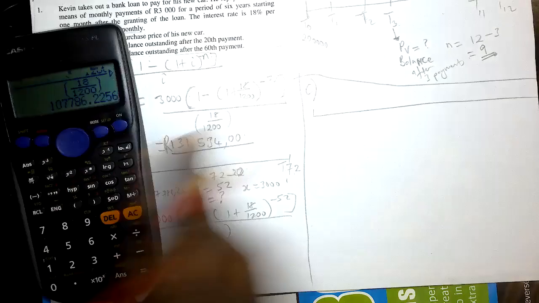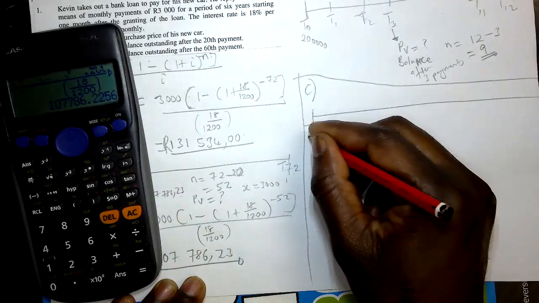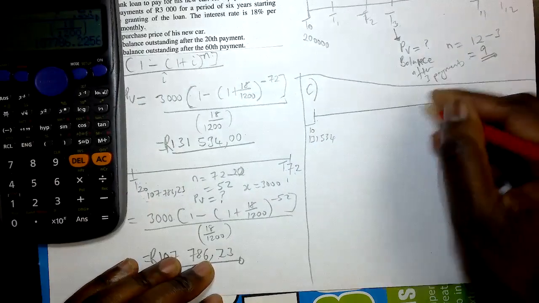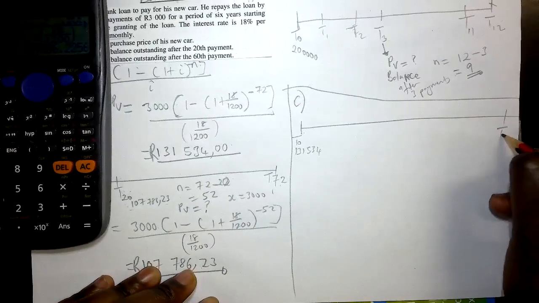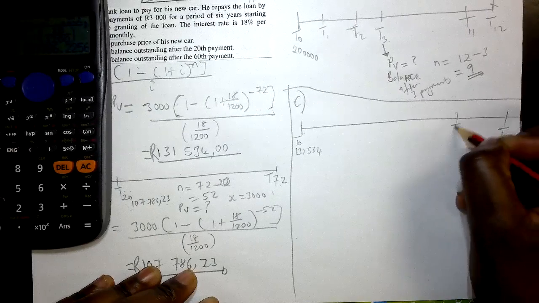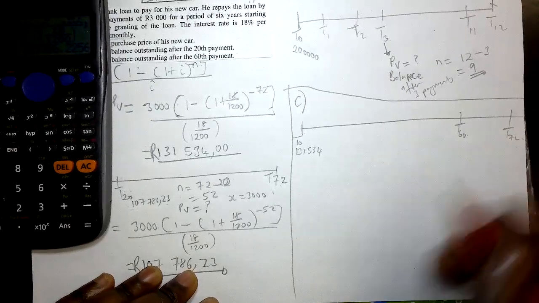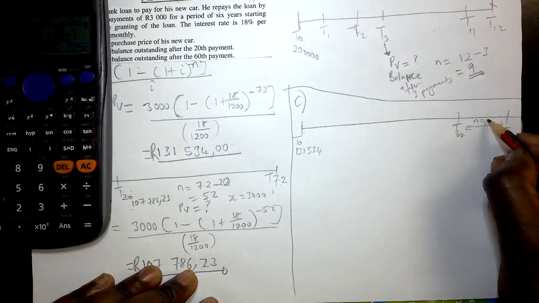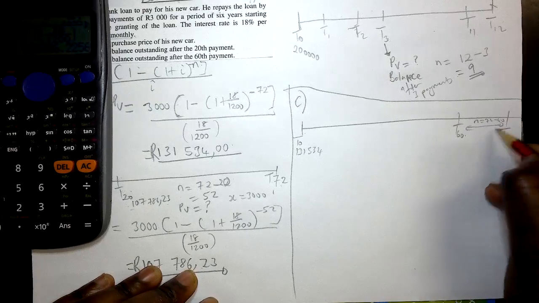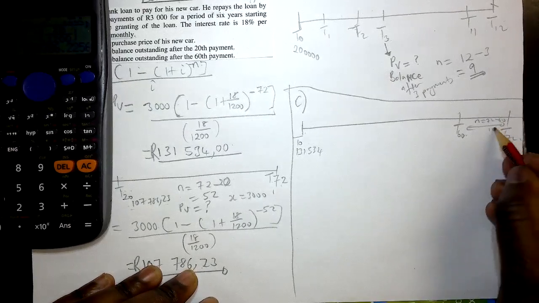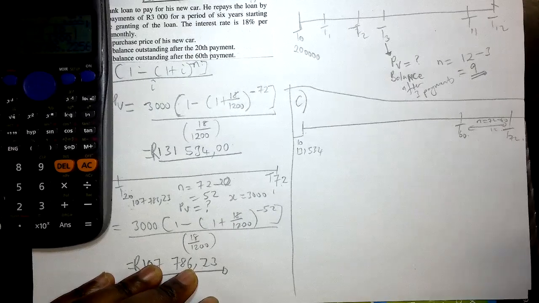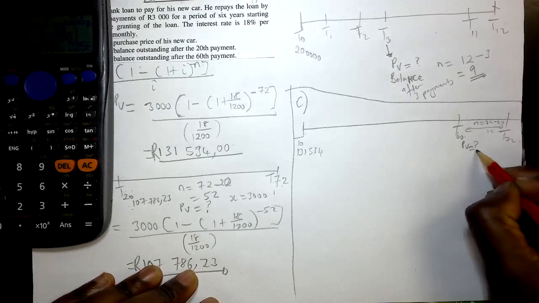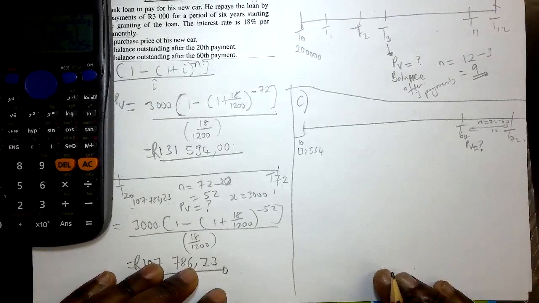Now let me see here. We are saying at T0 is owing 131,534. We are saying up until T72, then T60. We want to see, after this payment, how many payments are left. N is going to be equal to 72 minus 60, which is 12. So N is equal to 12 here. Then what is our I? Our I remains the same. So we're looking at this amount, PV, at T60. That's what we need to do here.